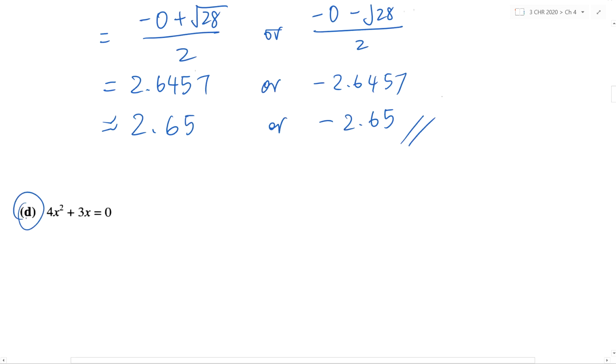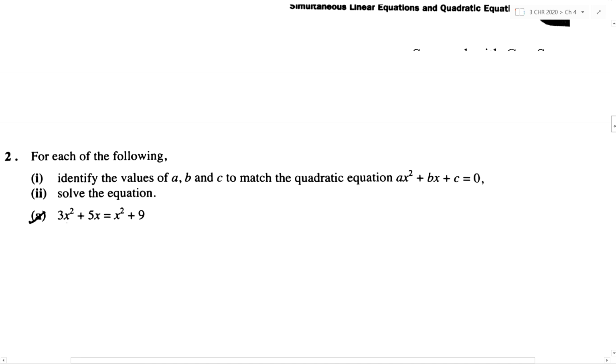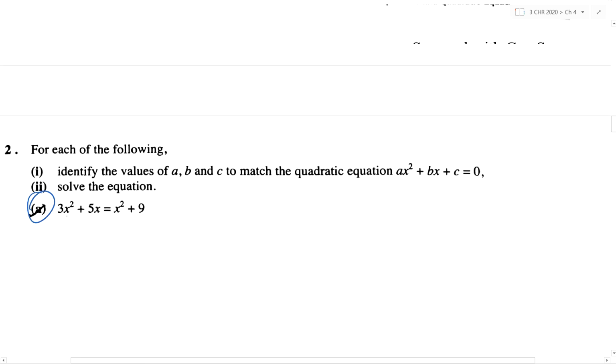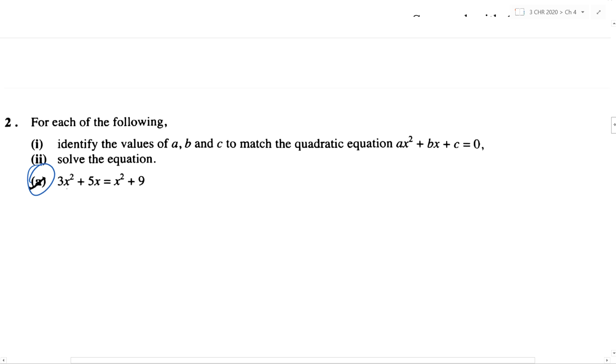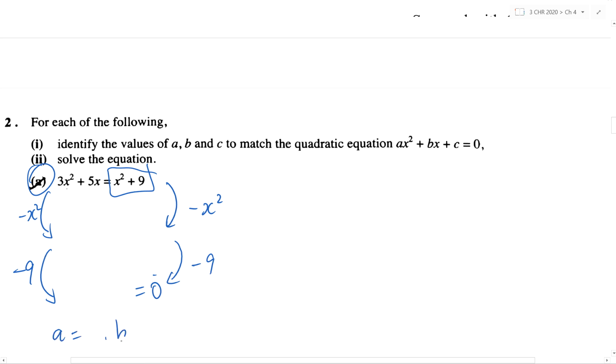Part D as well as 2A. These two questions. 2A and 1D. Okay, so start working on it now. But please take note, for question 2A, the right hand side is not equal to 0. So how do you make it equal to 0? Okay, here we will need to minus x squared, then you need to minus 9 so that you get equal to 0. Then you can write A equals to, B equals to, and C equals to. Okay, so this is the clue for you.